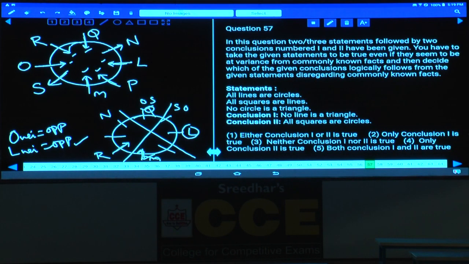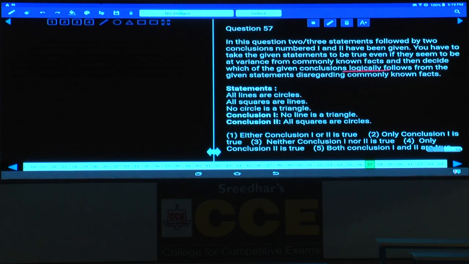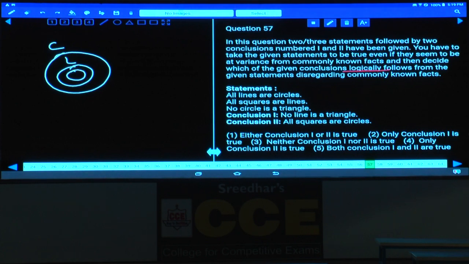All lines are circles. Now conclusions logically follow, isn't it? All lines are circles can be written as, these are the lines, all these lines are circles. Now first I am drawing the basic diagram. All squares are lines, all lines are circles, and no circle is a triangle, no intersection between triangle and circle. Then conclusion 1, no line is a triangle, definitely true. All squares are circles, definitely true.